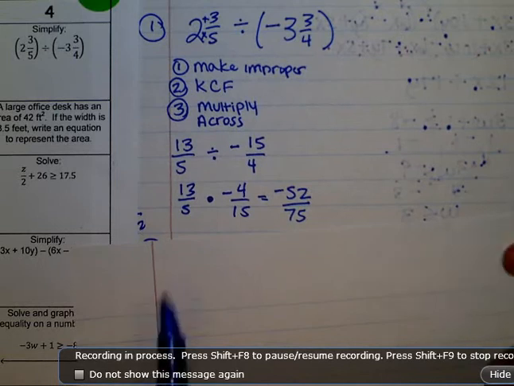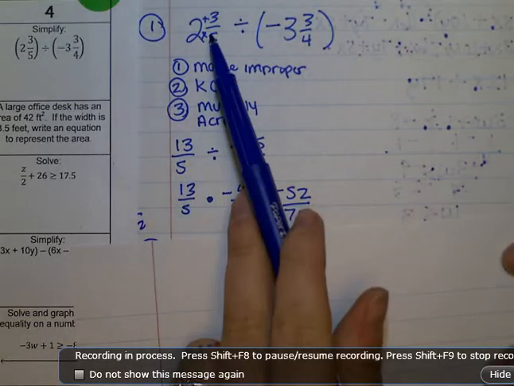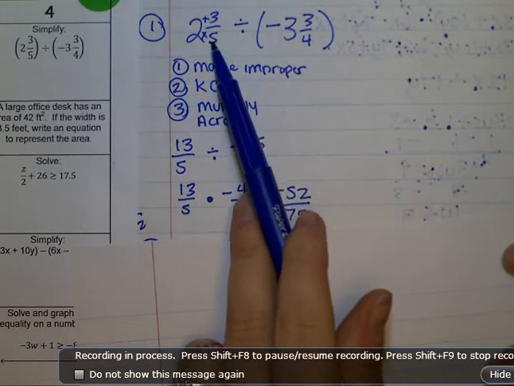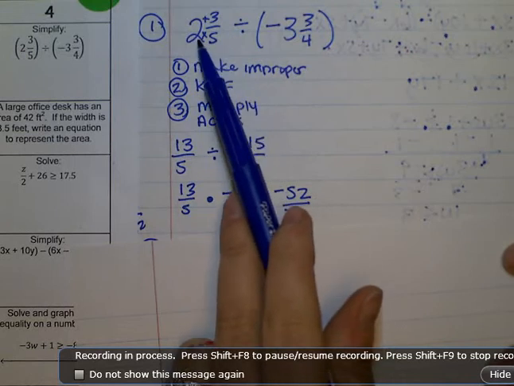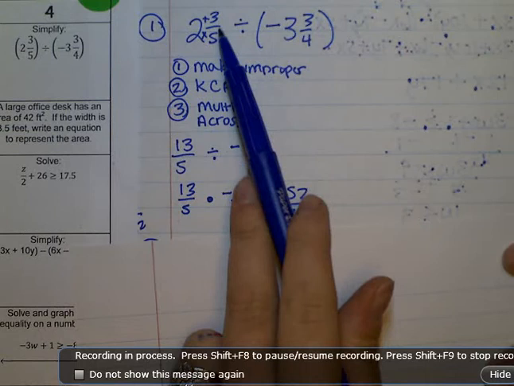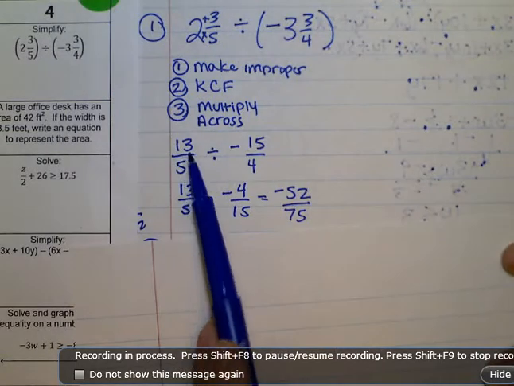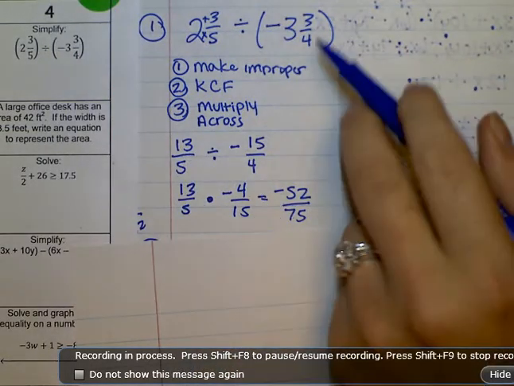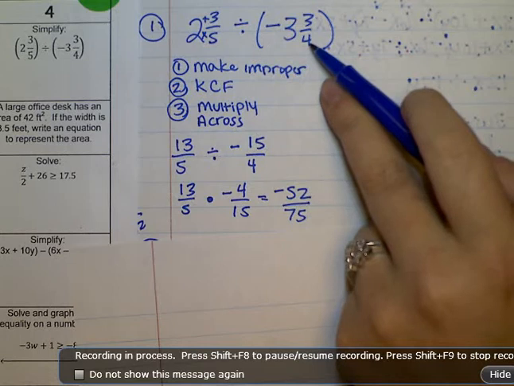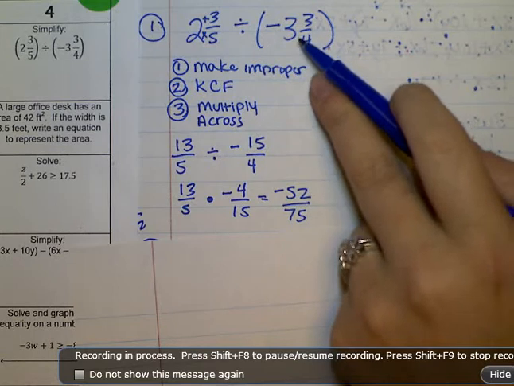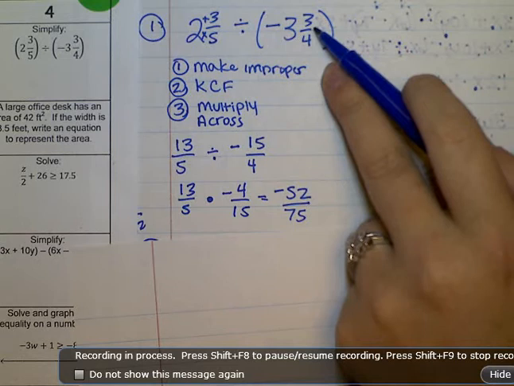So we have 2 and 3/5, which can be made improper by multiplying the denominator and the whole number. 2 times 5 is 10, plus 3 is 13. So we have 13 over 5. We're dividing, and then we're going to make this an improper fraction as well. So 3 times 4 is 12, 12 plus 3 is 15.